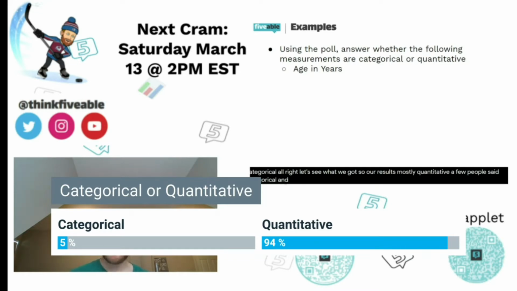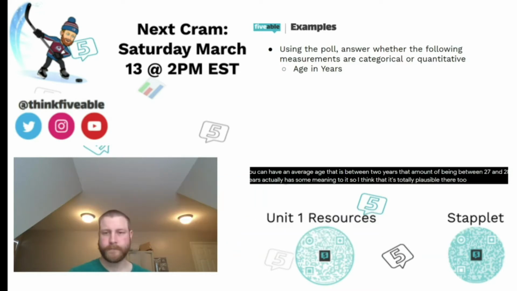And I can sort of see that where you'd say you're either 2 or 3, you fall into a bin of 2 and 3. But again, I think the question comes down to, is it averageable? Can I average the age of someone and say the average age is 27.5? And that totally makes sense. You can have an average age that is between 27 and 28 years, and that actually has some meaning to it. So I think that's totally plausible.